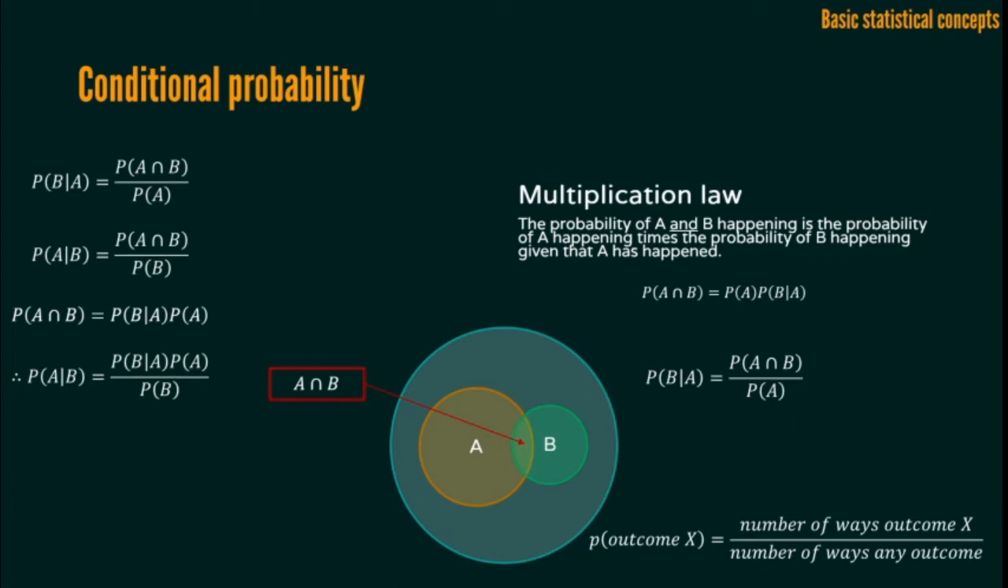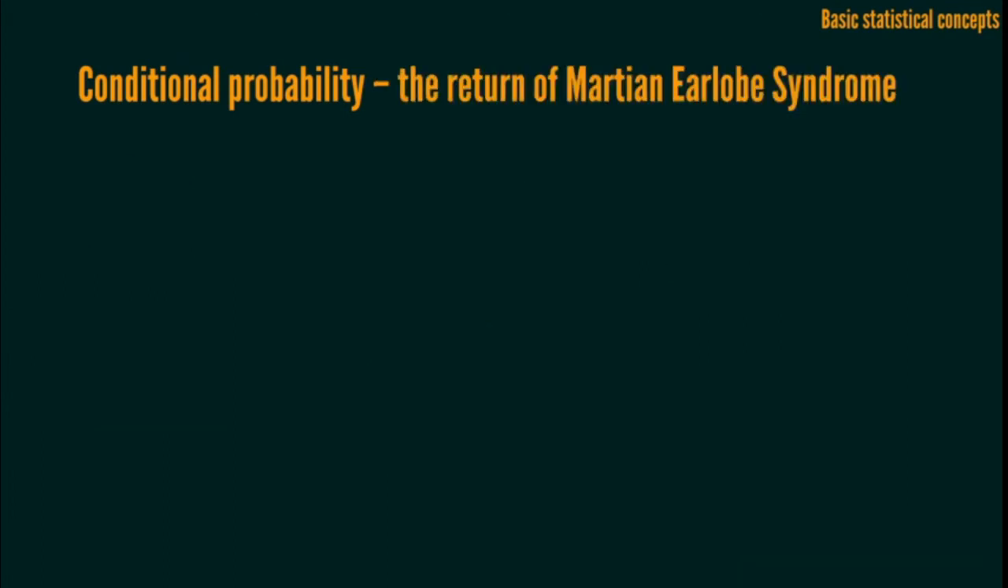You'll see why now. So I promised you a concrete example. So let's return to our question about Martian earlobe syndrome. Right, we're back with Martian earlobe syndrome. I told you right at the beginning that we'd work out how to use Bayesian approaches to solve the problem of how to interpret a positive Martian earlobe syndrome test. We're going to do the first step of that now.